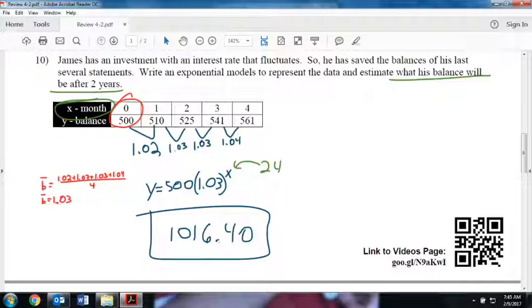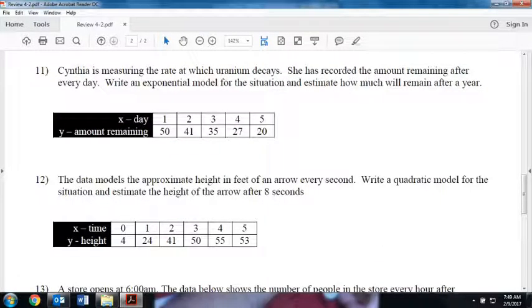All right, let's go do number 11 real fast. Okay, 11. Cynthia is measuring the rate at which uranium decays. She has recorded the amount remaining after every day. So you've got a radioactive thing that's decaying. Write an exponential model for the situation and estimate how much will remain after a year.